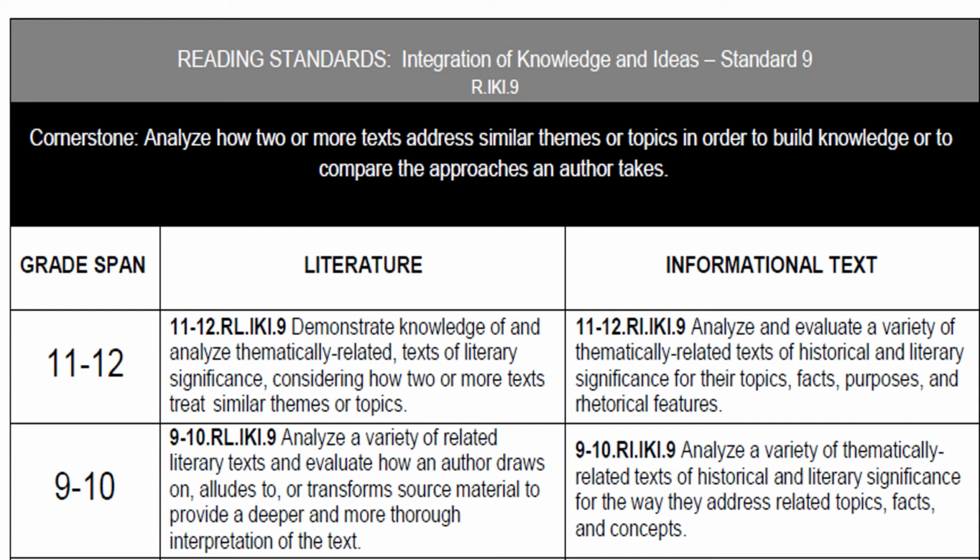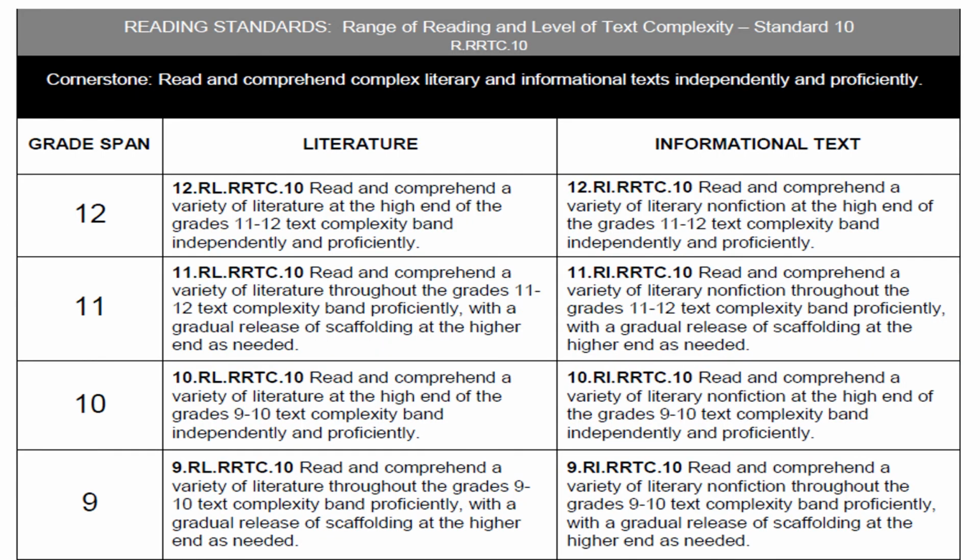Number 9, analyze and evaluate a variety of thematically related text. You're going to read things from history, from science, from literature, nonfiction, fiction. You're going to read everything. And again, what do we do? We read it and we comprehend what we have read. Number 10, read and comprehend a variety of literature. Like I just said, standard 10 is you're going to read a bunch of stuff, understand it.